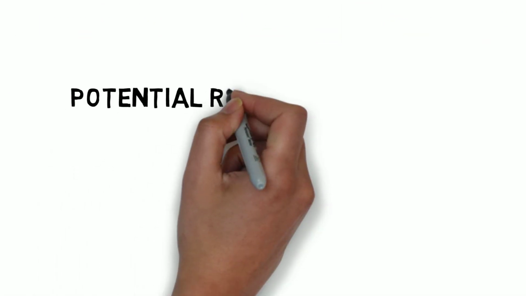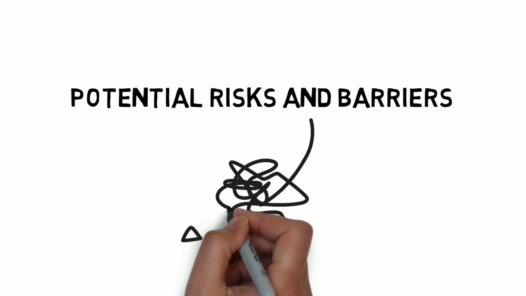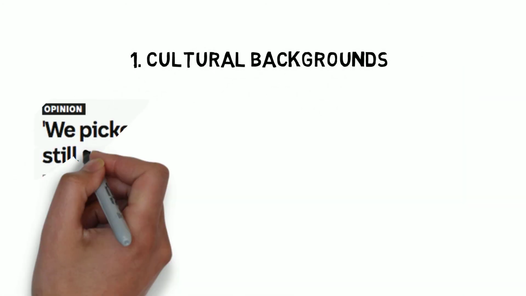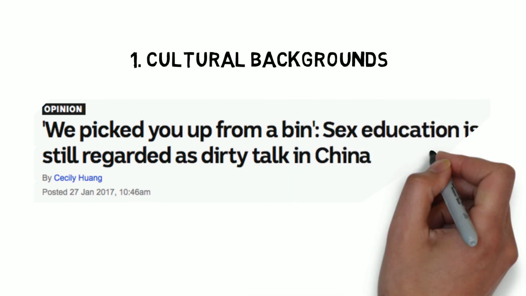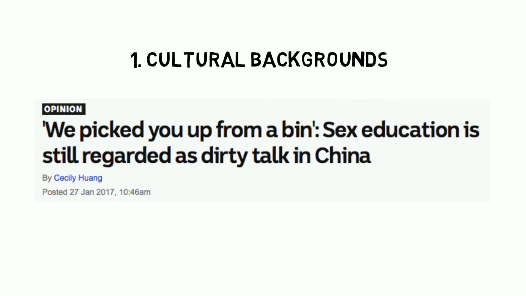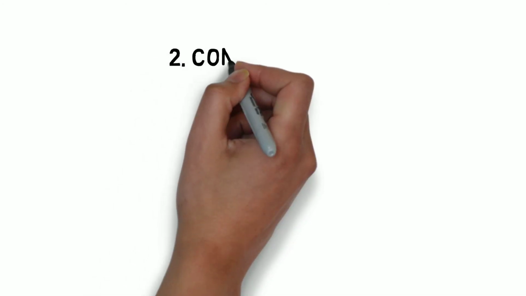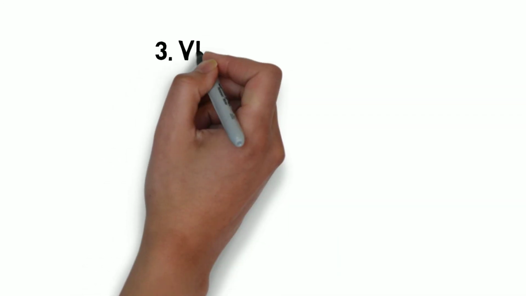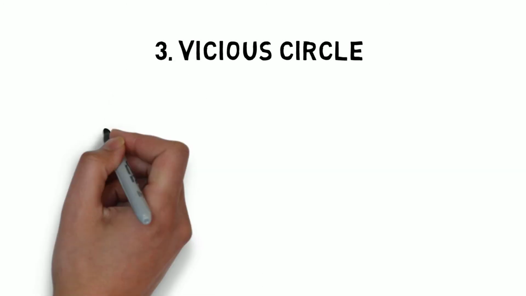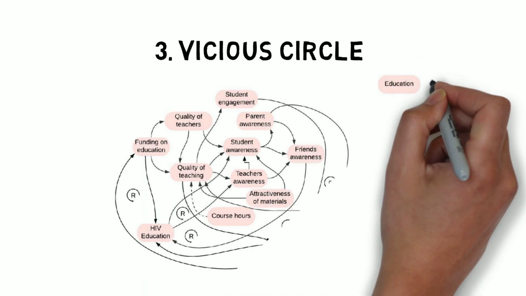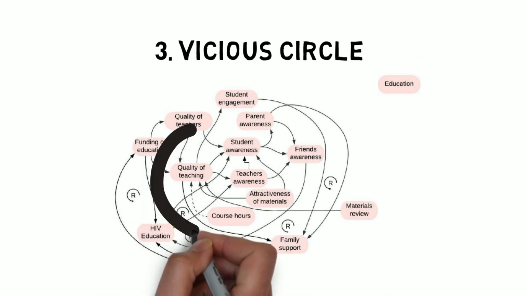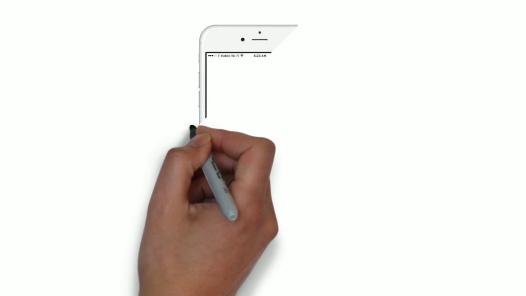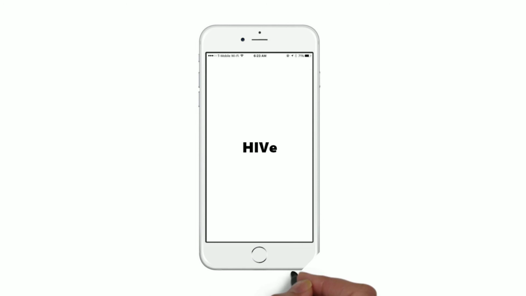Potential risks and barriers of this intervention include deep-rooted cultural ideas that may hinder the promotion of the application because sexual topics are still regarded as dirty talk in some areas of China. The program doesn't cover all students because it is not a compulsory program for school. Although the reinforcing loops in the education sector can prove positive results of our intervention, it is also possible to form a vicious cycle if our intervention is not implemented properly. Overall, based on our analysis, education intervention may be a tipping point to HIV.